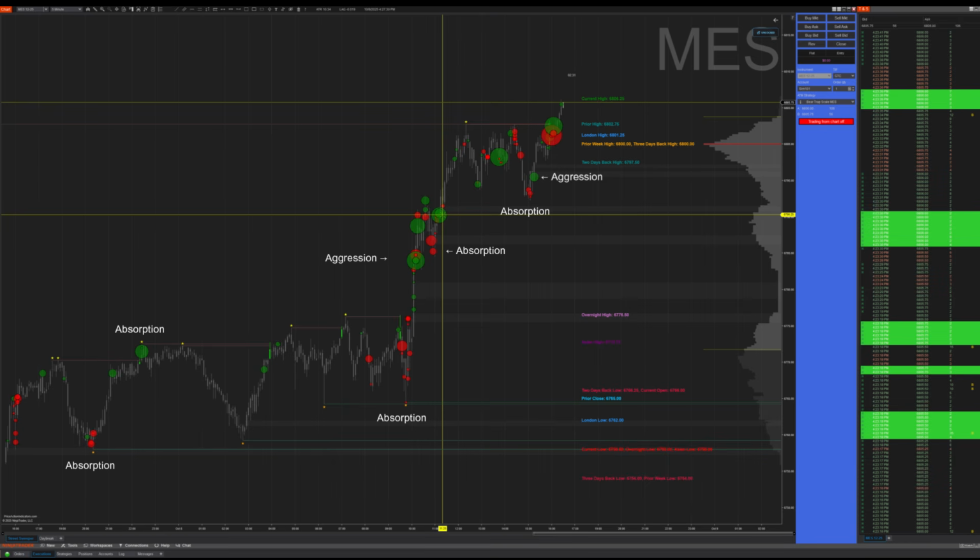And as we made that pullback, we encountered some more absorption with another imbalance that had dropped. And as it overcame that selling pressure there, we got another tranche of buyers step in. And that's where I jumped in. I immediately saw another imbalance dropped, and I ran that all the way up to the top. So that's kind of the order flow of things.